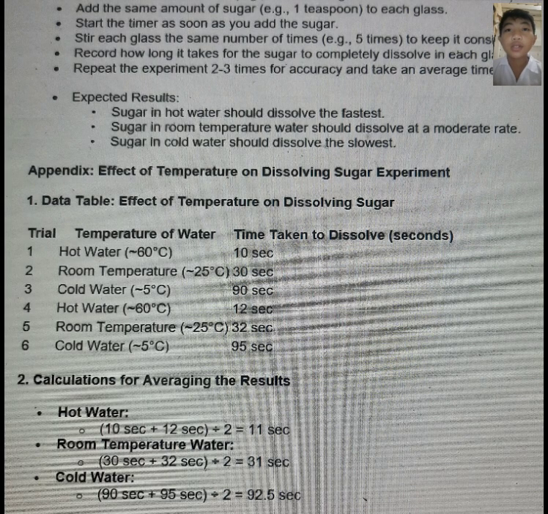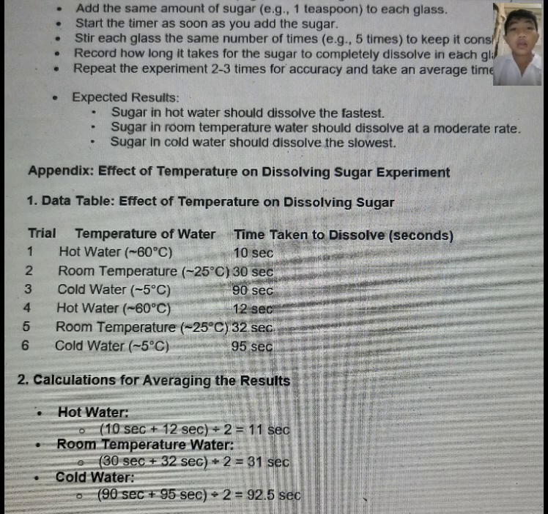As the expected results, sugar in hot water should dissolve the fastest, while sugar in room temperature water should dissolve at a moderate rate. On the other hand, sugar in cold water should dissolve the slowest. Here is a data table of the effect of temperature on dissolving sugar.